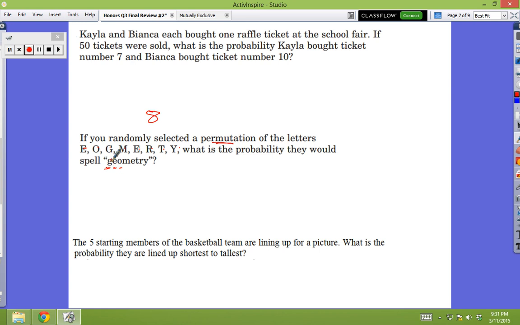What are the chances the first one is a G? 1 out of 8. What are the chances that the second one is an E? The G is gone, but now you have better chances of drawing an E because there are more E's in the bag. So there's 2 out of 7. One of the E's is gone. What are the chances you're going to get an O next? 1 out of 6. Then for all the letters, there are no more doubles. E was the only double. 1 out of 5, 1 out of 4, 1 out of 3, 1 out of 2, and 1 out of 1.